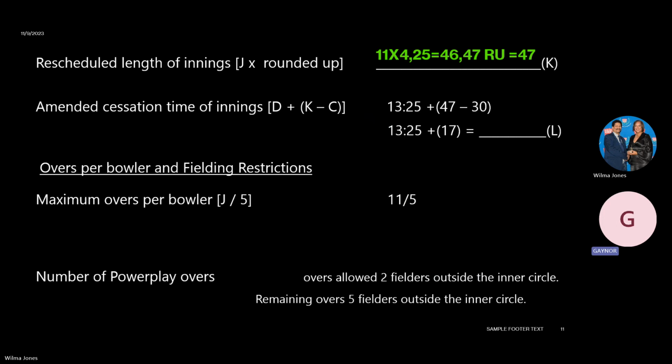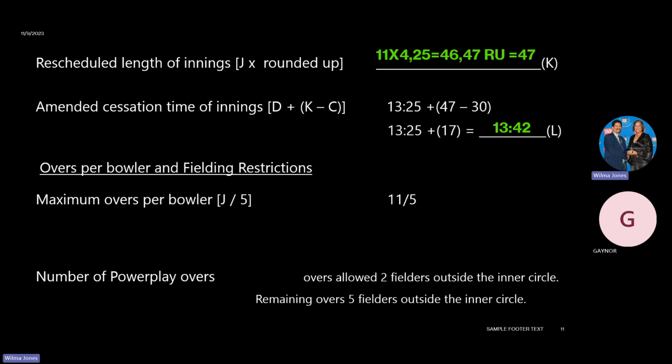So my new cessation time would then be 13:42. Absolutely correct. 18 minutes to 2. That should be the cessation time for the second innings. Now we need to work out how many overs per bowler and what the fielding restrictions are.